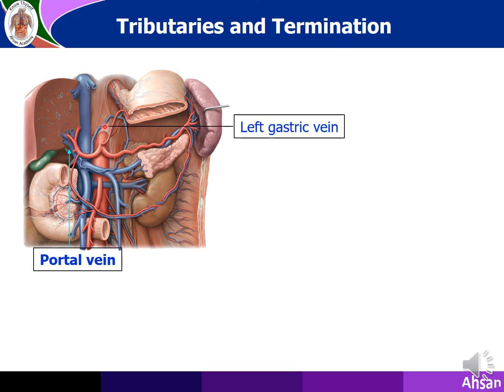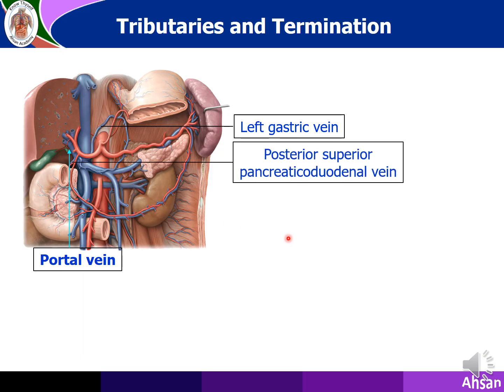This is the left gastric vein. You can see it going to the lesser, coming from the lesser curvature and directly opening into the portal vein. Another vein we can see is the posterior superior pancreaticoduodenal vein. The posterior superior one opens directly into the portal vein. Others usually open into the superior mesenteric vein.